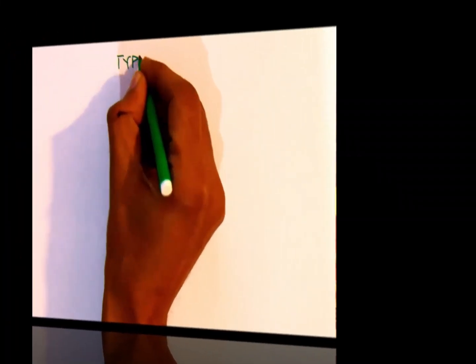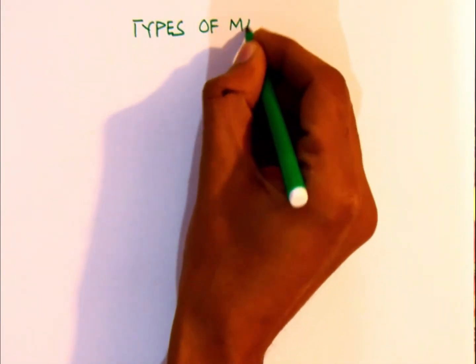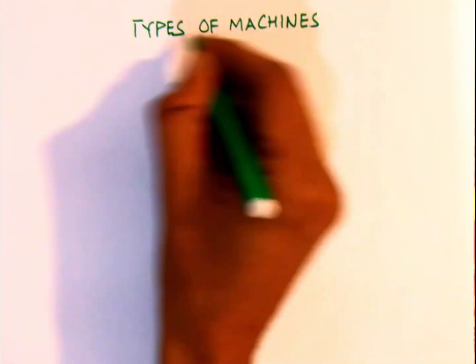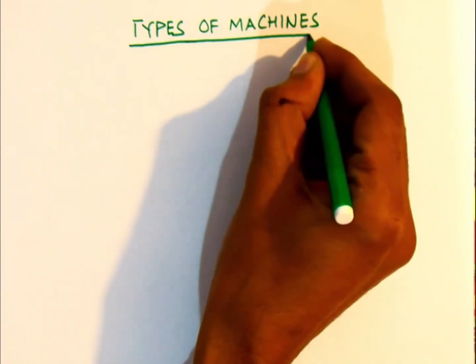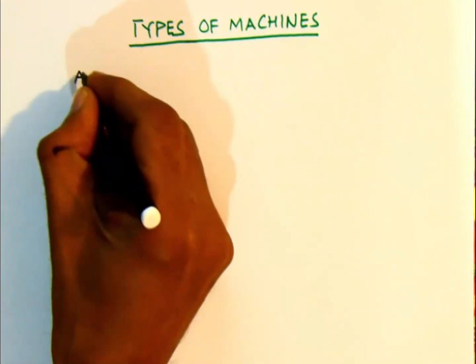Welcome to today's lecture. Today we are going to continue from where we had left in the previous lecture. Today we are going to talk about the types of machines, and also we'll talk about the various types of foundations.